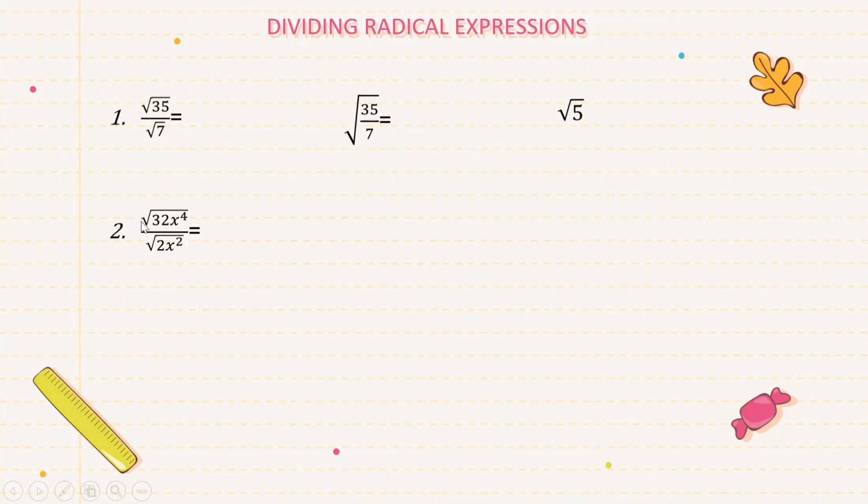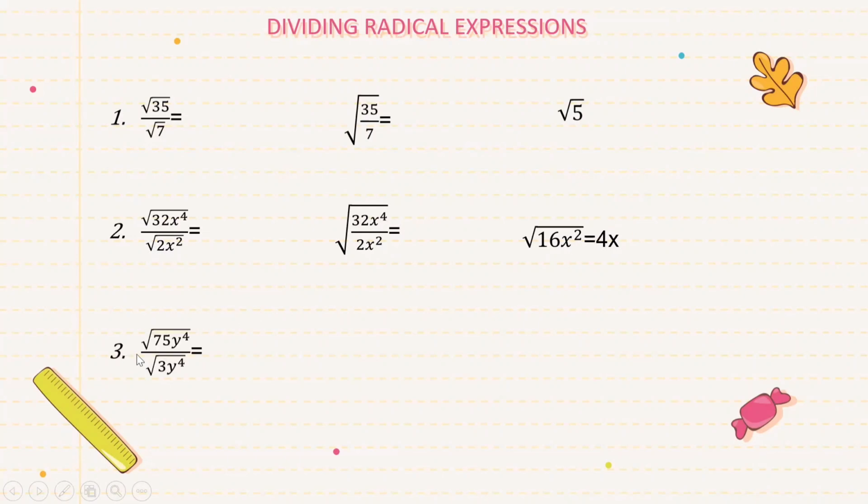Number 2, the square root of 32x raised to 4 over the square root of 2x squared. Let's rewrite it as the square root of 32x raised to 4 over 2x squared. 32 over 2 is equal to 16. Then, x raised to 4 over x squared is equal to x squared. So let's take the square root of 16x squared. Our final answer would be 4x.